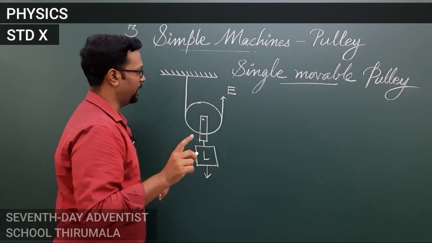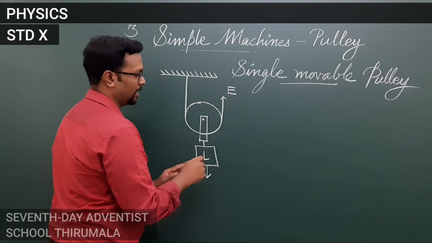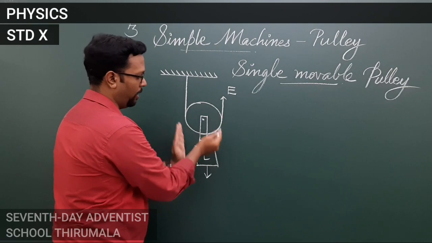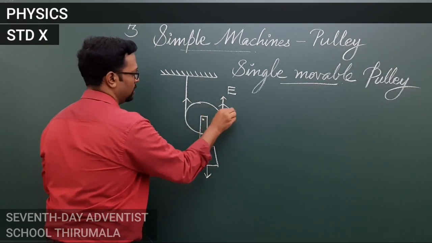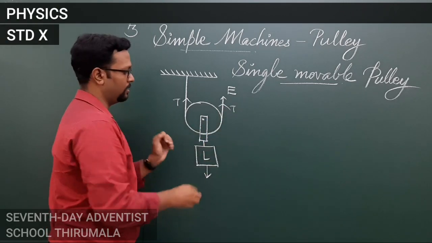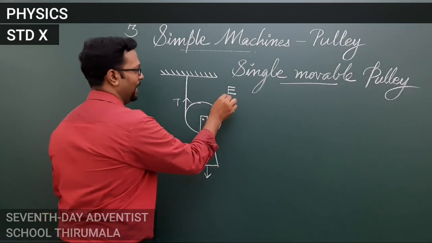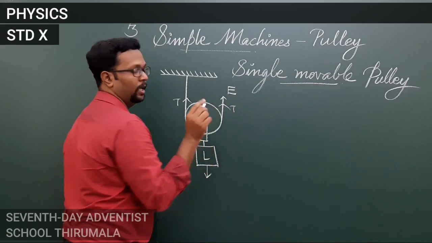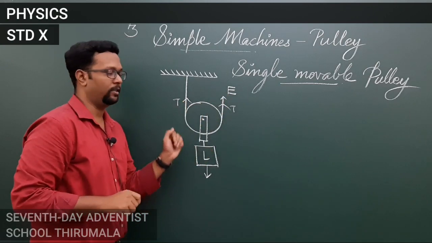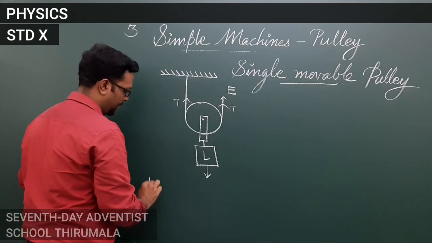And there is tension which we have to mark. Here the load, and along with the load the whole pulley, is supported by two strings: tension 1 here and tension 2 over here. Two tensions are supporting the load and the pulley. And the effort in the upward direction is supported by one tension, only on this side. You are pulling only on this side, and the tension on this side and this side both are supporting the load.